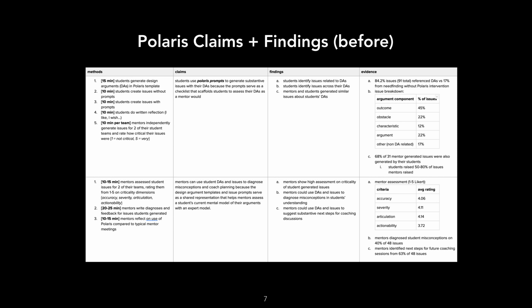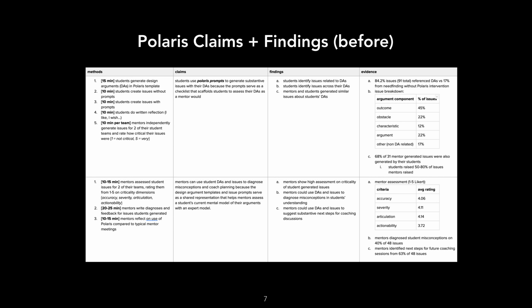There were two primary sets of claims in the original paper structure. One was that students could use these prompts in Polaris and the Polaris template itself to generate substantive issues within their design arguments, because the prompts serve as a scaffold to help students evaluate their design arguments as a mentor would.